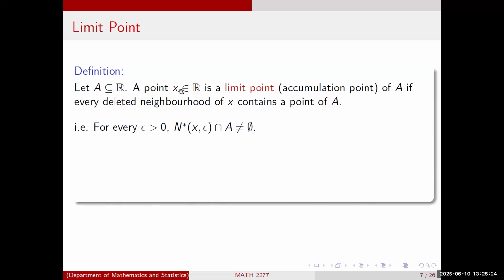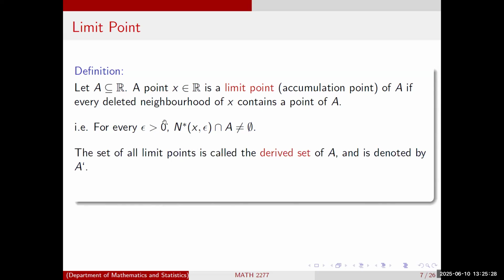So that's the definition that we went through. And like I said, the set of all limit points is called the derived set of A, and is denoted by A prime.